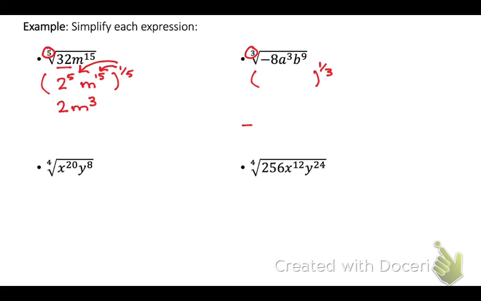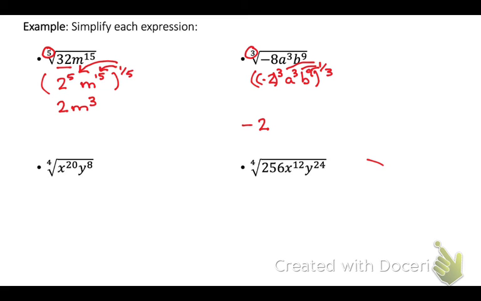So 2, I just gave away. 8 is 2 to the third, A to the third, and B to the ninth. And just distribute it to each one. Because, guys, this is negative 2 to the third, so that's negative 2, negative 2, negative 2, right? Let me do that so you can see it. So negative 2 to the third to the 1/3 is just negative, just 2AB.